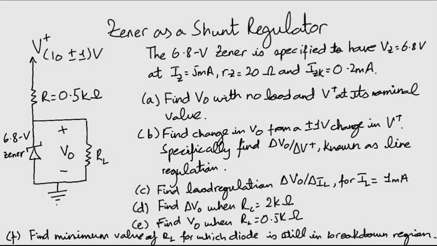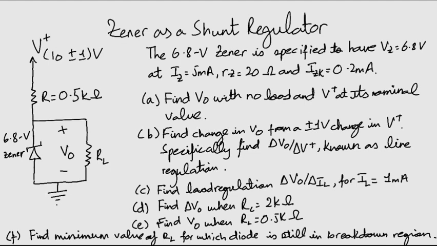Now this is what you have to do. Part A, find V0 with no load and V positive at its nominal value. Part B, again with no load, find the change in V0 from a plus or minus 1 volt change in V plus. Specifically, find delta V0 over delta V plus, known as line regulation.